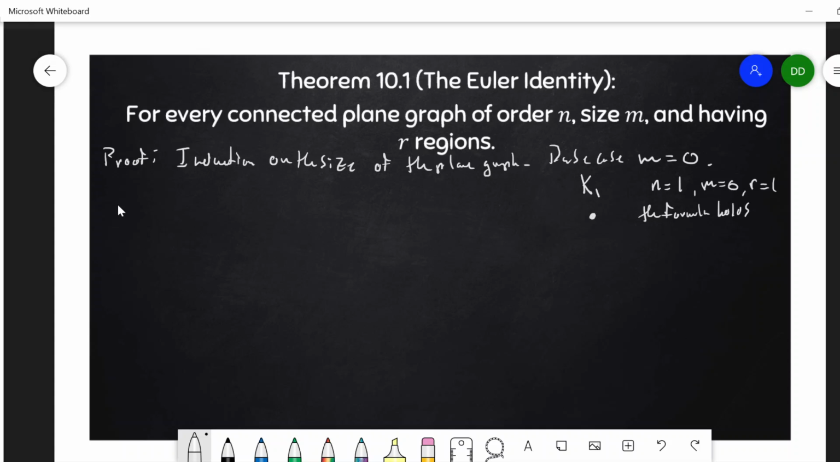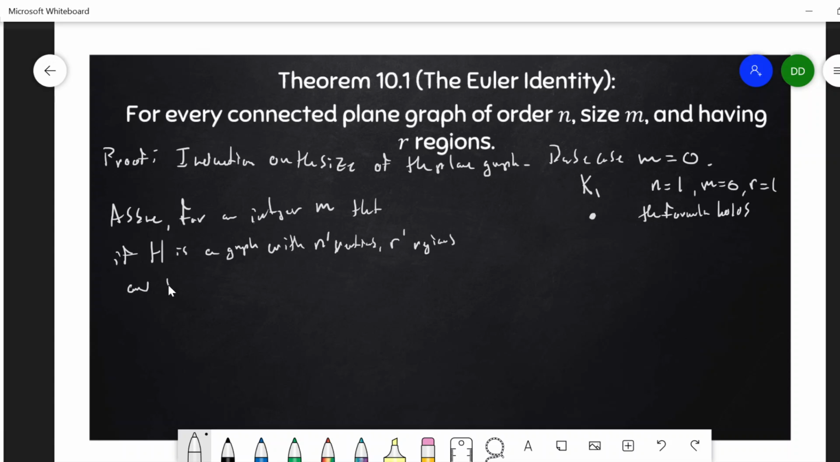So now for the induction hypothesis, assume for a positive integer m that if H is a graph, I gotta follow the book, with n prime vertices, r prime regions, and fewer edges than my integer m, then the formula holds. That is, n prime minus m prime plus r prime is equal to 2. And so there's my induction hypothesis.